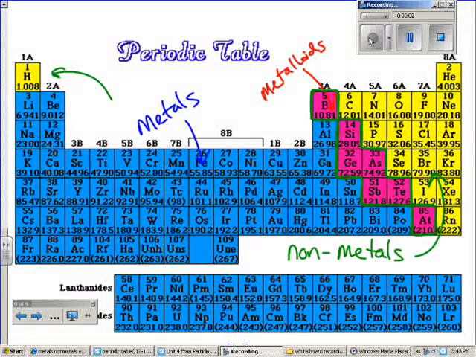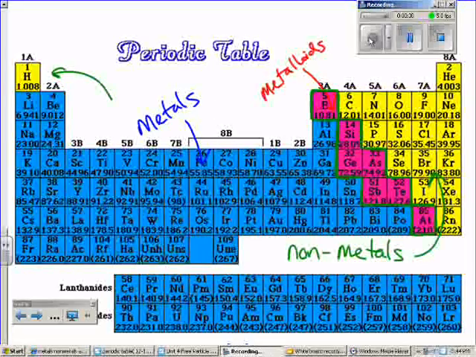Okay, folks, I hope you enjoyed your little reading assignment there. And hopefully you wrote a few things down about metals, metalloids, and nonmetals. That would have been good of you to do that. What exactly should you have written down? Well, metals are good conductors of electricity and of heat.